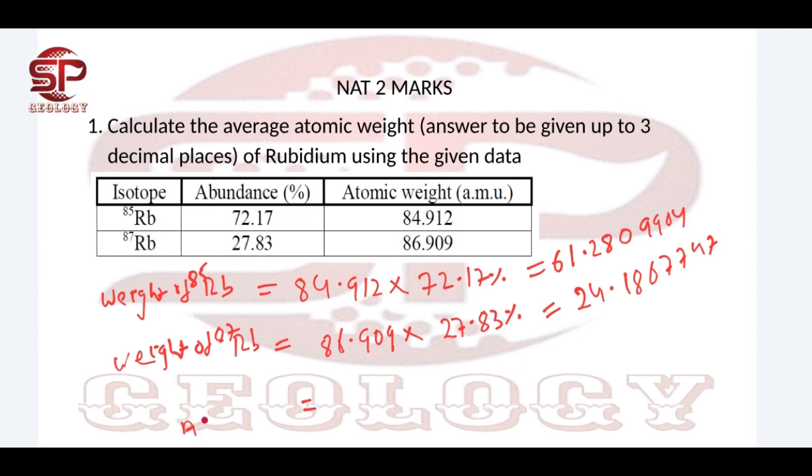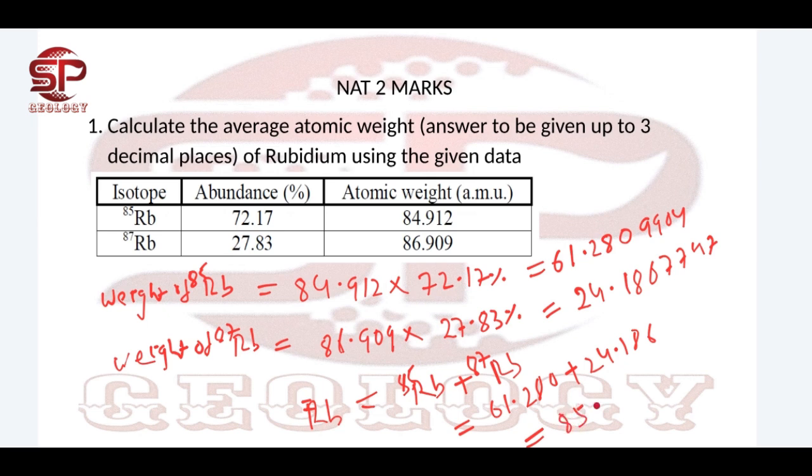So now, what will be the average atomic weight of rubidium? The average atomic weight of rubidium will be the weight of rubidium 85 plus rubidium 87. It will be 61.280 plus 24.186. You can consider other decimals also, but you have to give the answer up to 3 decimals. So only take 3 decimals: 85.467 approximately. This will be the average atomic weight of rubidium.